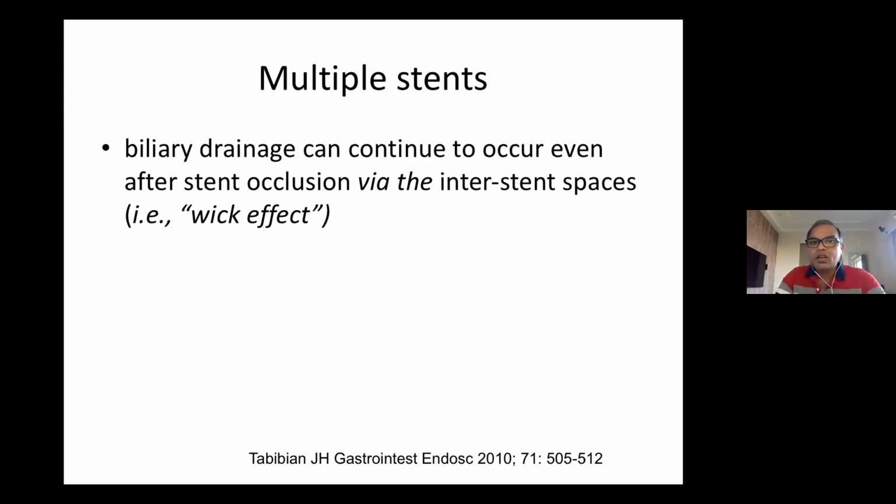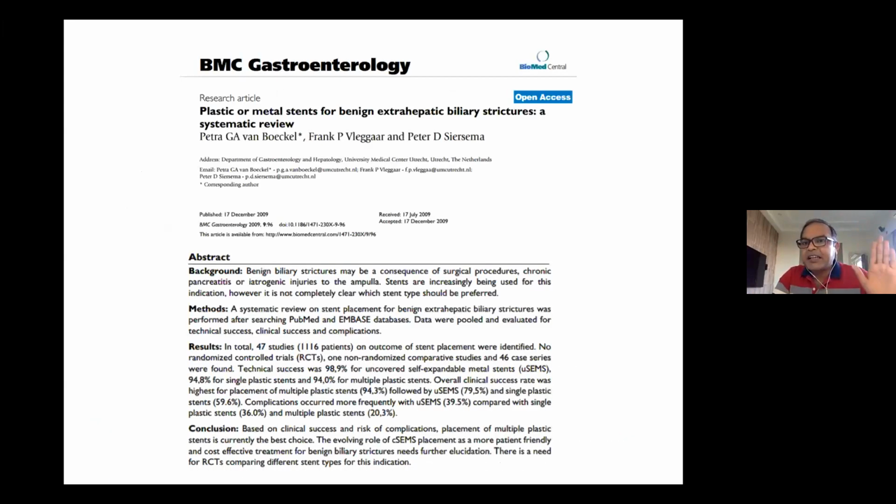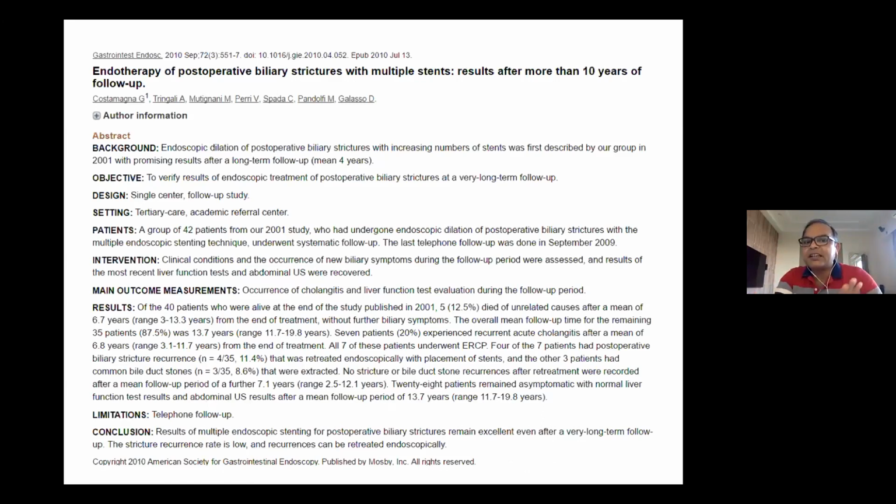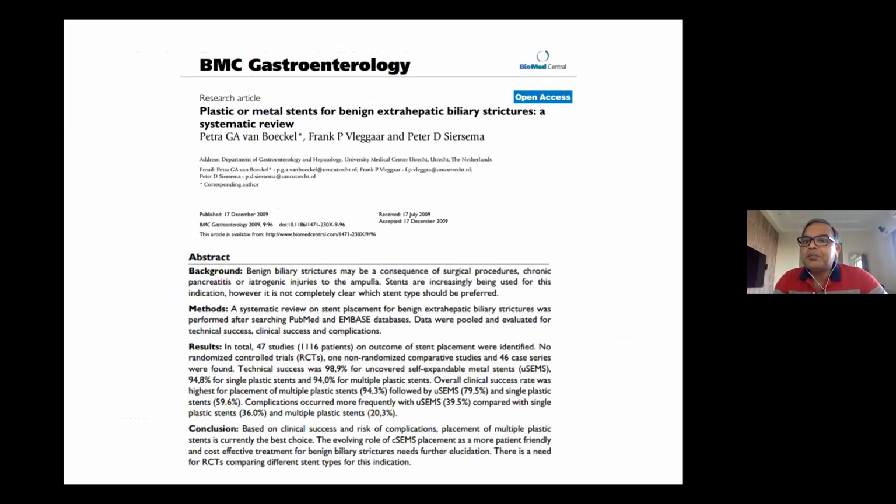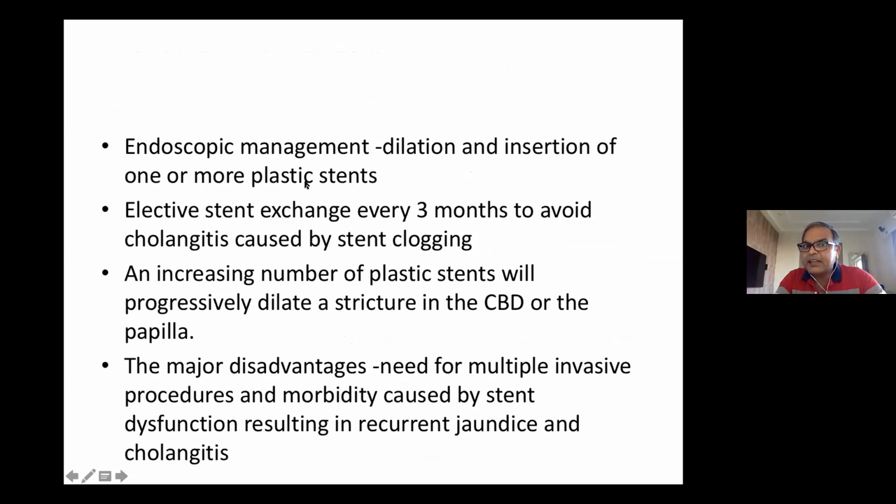Their data is very robust, more than 10 years. I will not go into detail, but you understand that they have experience and results of more than 10 years. Now, why don't we place an uncovered stent in these biliary strictures? This is a systematic review of more than 1,000 patients. They collected data from endoscopists, who balloon dilated and tried to place one or more plastic stents, with stent exchange every 3 months and an increasing number of plastic stents which progressively dilate the stricture or the papilla. The major disadvantages of this protocol are that we require multiple procedures every 3 months, and there are chances that the stents get blocked.